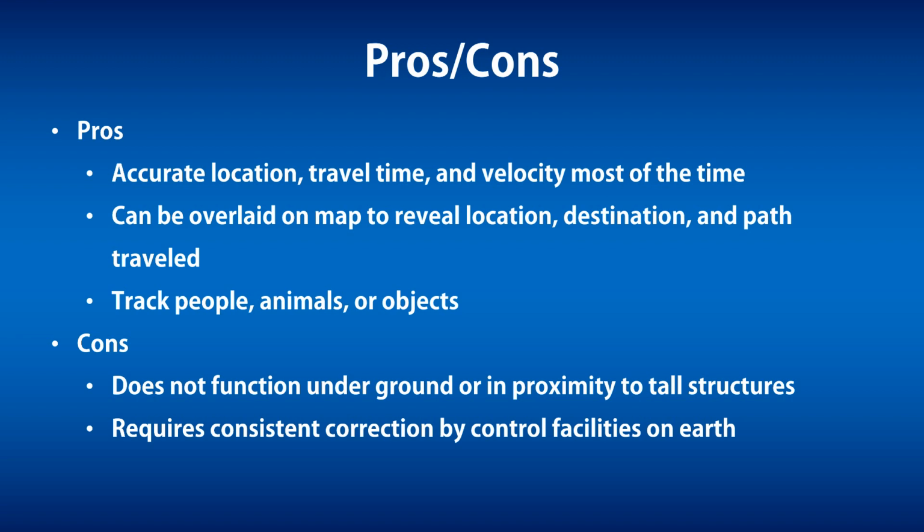These GPS signals also require consistent correction by control facilities on Earth. If these control facilities are not maintained and the correction processes aren't continually updated, then the whole GPS system would fail and GPS receivers would not properly give location information.